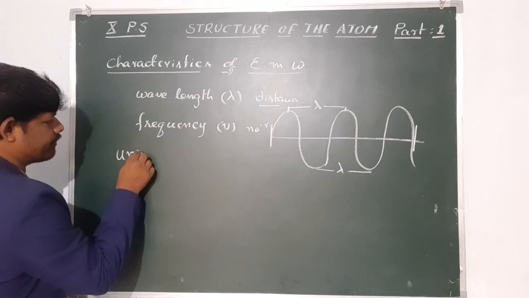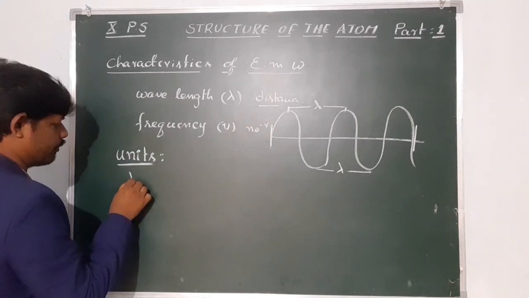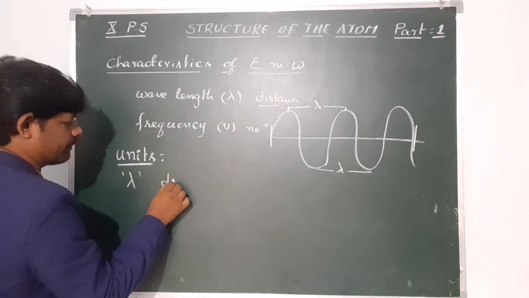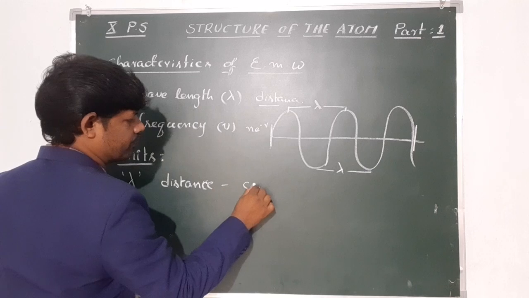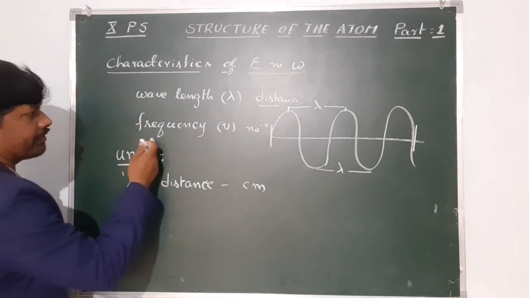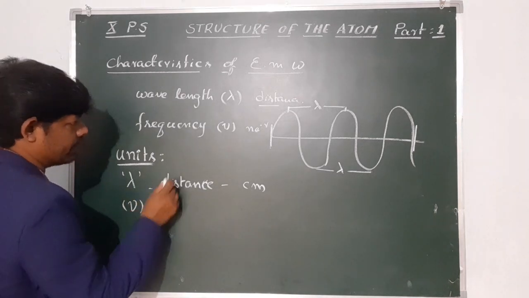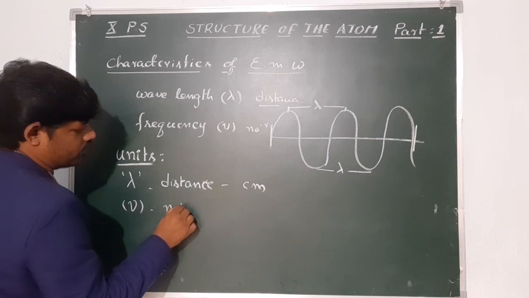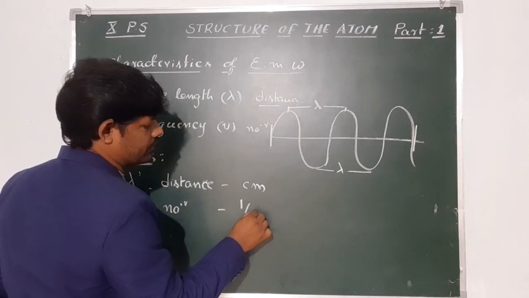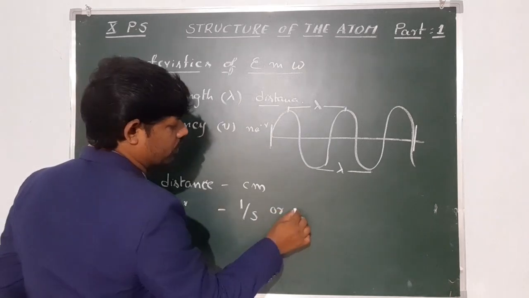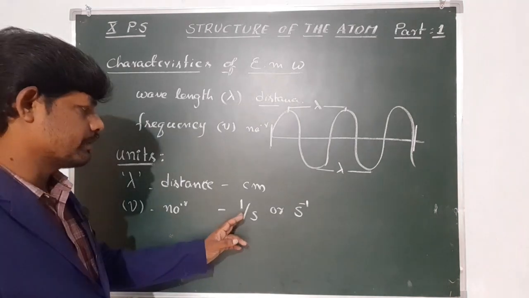What are the units for wavelength? Wavelength is a distance, denoted by lambda. So what are the units for distance? Centimeters. And the units for frequency, denoted by nu: it is just a number, so the unit is reciprocal second, that means 1 by second, or you can write s power minus 1.